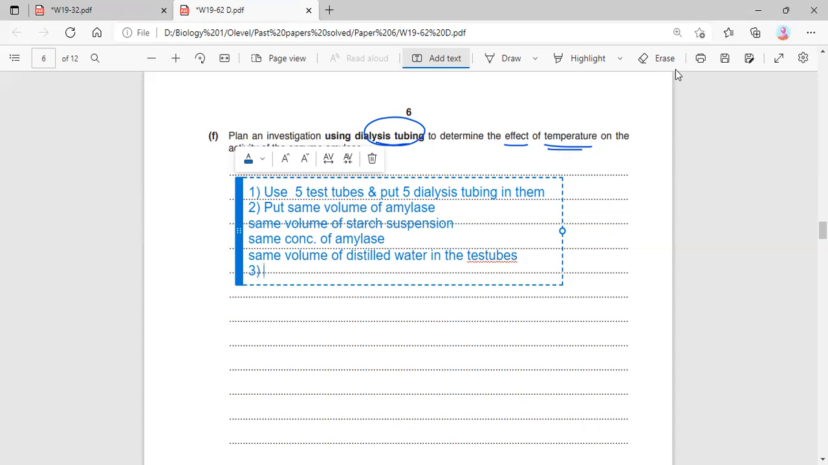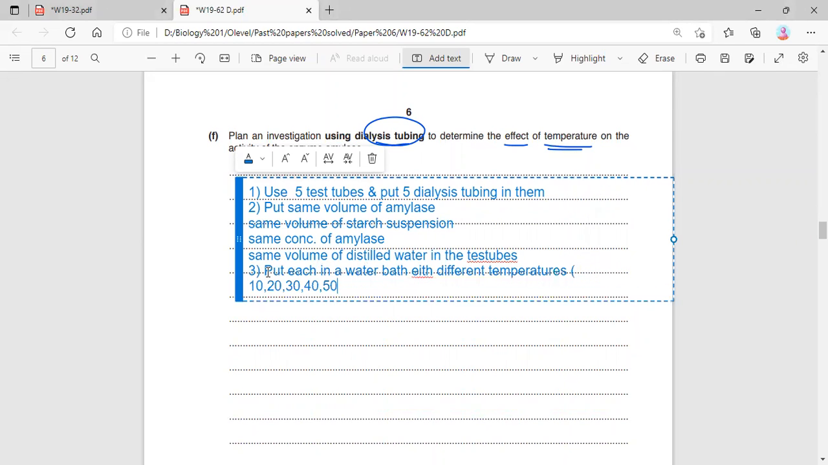Third point is which factor will you change? You will say put each in a water bath with different temperatures. And you give him an example. For example, 10, 20, 30, 40, 50 degrees Celsius. Okay?